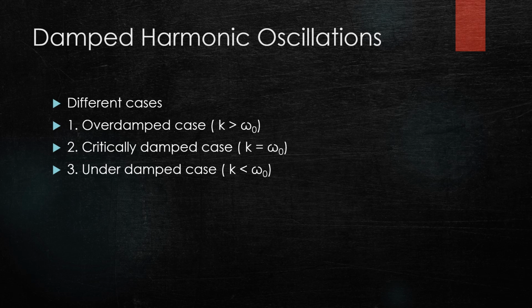In the last class, we were discussing different cases of damped harmonic oscillations. First one, overdamped case when k is greater than omega 0, then critically damped case when k is equal to omega 0, and underdamped case when the damping constant k is less than omega 0, the natural frequency of the oscillator.